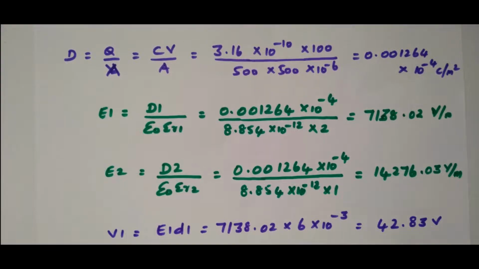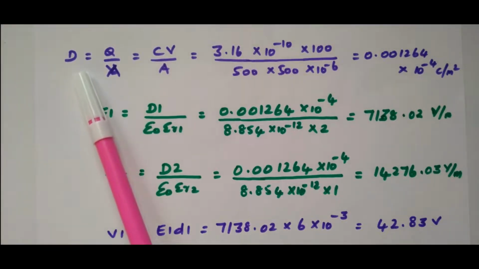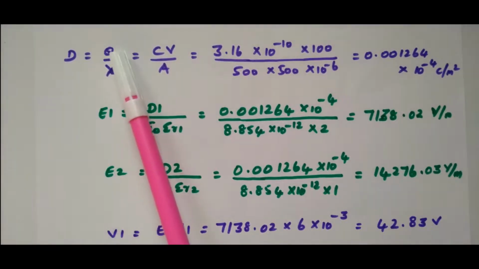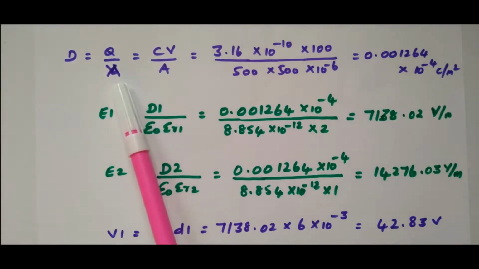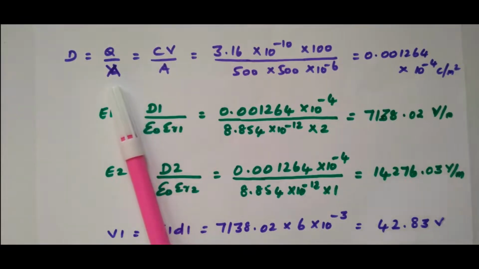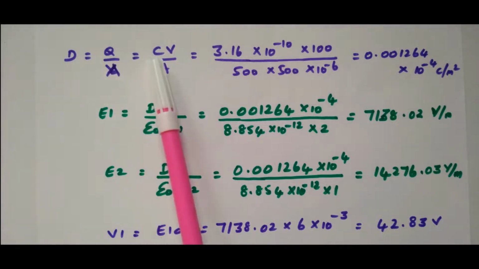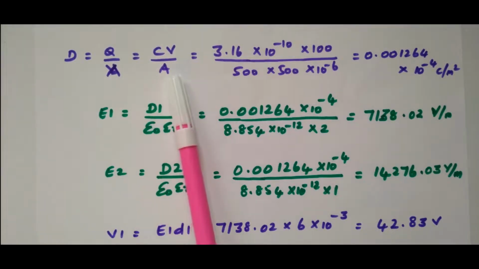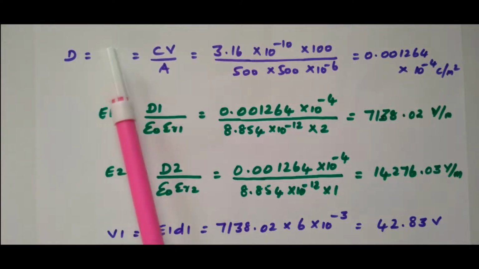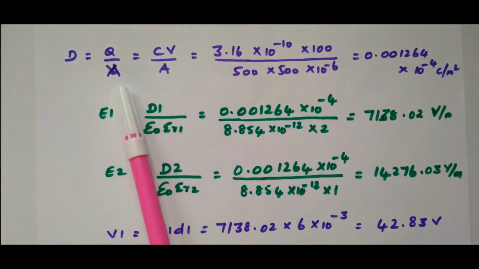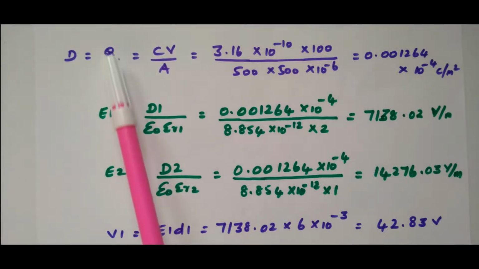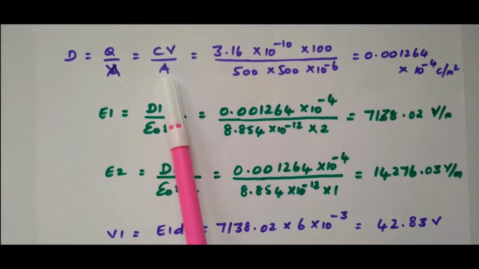Capacitance value is calculated. Now we'll see the displacement density. That is nothing but Q divided by A. Displacement density is nothing but Q divided by A. So Q is replaced by CV, divided by A, right? The displacement density is nothing but displacement per unit area. So based on that, Q by A, Q is replaced by CV divided by A.